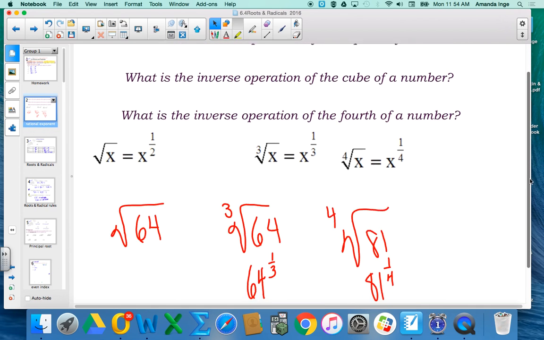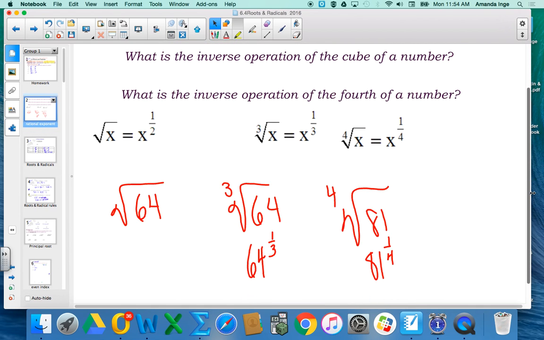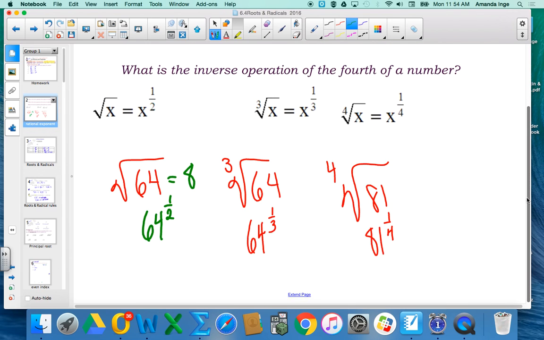So I have an example of the square root of 64. That is equal to, y'all all know that's equal to 8. We could write it as 64 to the 1/2 power. They mean the same thing. The cube root of 64 is 64 to the 1/3 power, and the fourth root of 81 is equal to 81 to the 1/4 power.